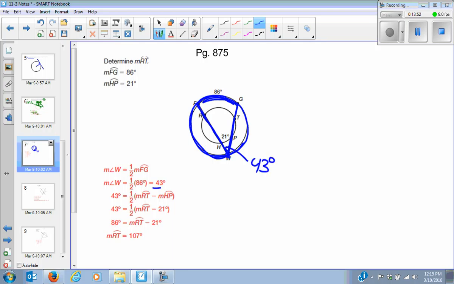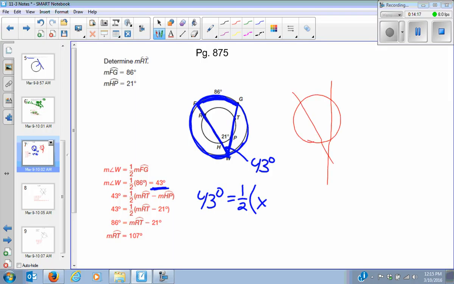That's what they got right here. That's where they got that 43 from. Because this is inscribed, this angle is 43. Now, if I know this is 43, then I know that 43 degrees has to equal 1/2 of some number. If I redraw this, I've got the little circle and this angle appearing outside of it. This angle right here is 43 degrees, this measurement is 21 degrees, and I want to find this one. That's my question mark. What is the measure of that arc?